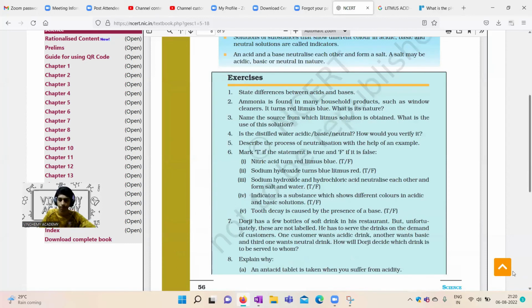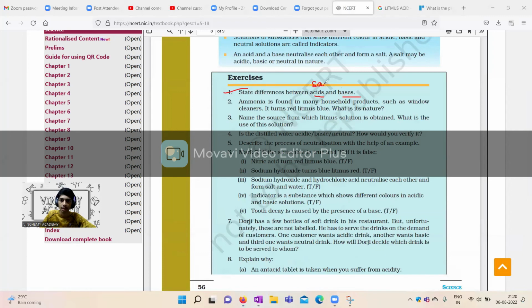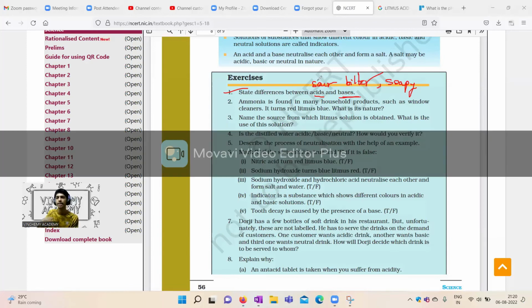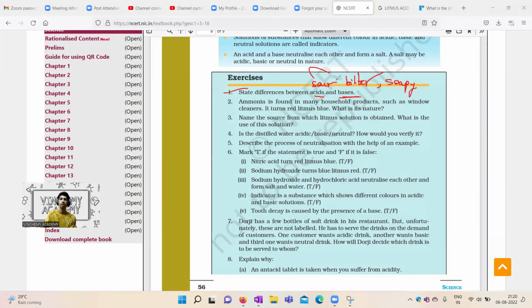So if you see this question, the first question says state differences between acids and bases. Acids are sour, bases are bitter. This is one difference I can say. And one more difference I forgot to say: bases are soapy to touch. And you can even say something related to indicators, like acids change litmus to red, and bases change litmus solution to blue. So that can also be a difference.